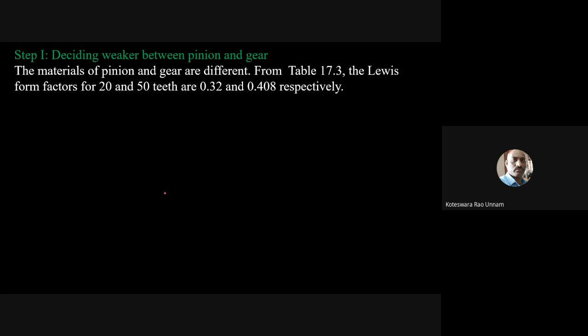So first we need to decide which one is the weaker. For that we require sigma B as well as Y. The Y Lewis form factors are taken from the data book. For 20 and 50 teeth, the values are 0.32 and 0.408 respectively. Maybe you may get different values, so don't bother about that. Provided you have taken them properly from your data book, proceed with those values. Here these values are taken from the data given in the textbook. If you refer to the data book, whatever value you get, take exactly those values and proceed. No issue with that.